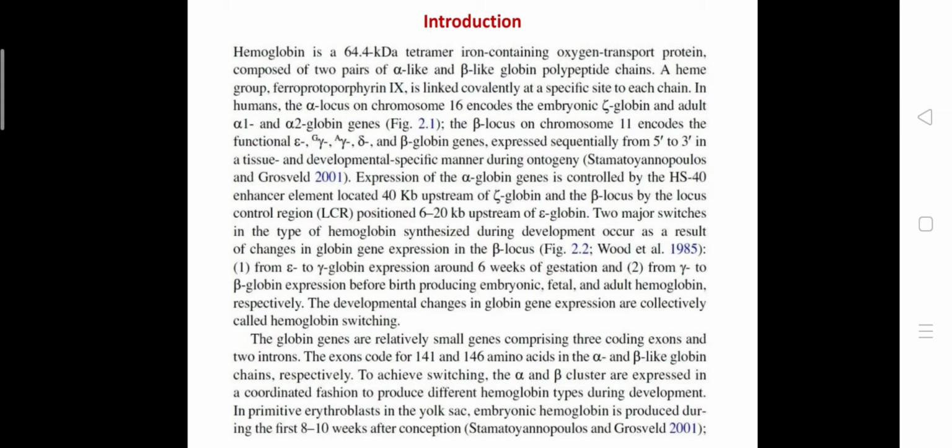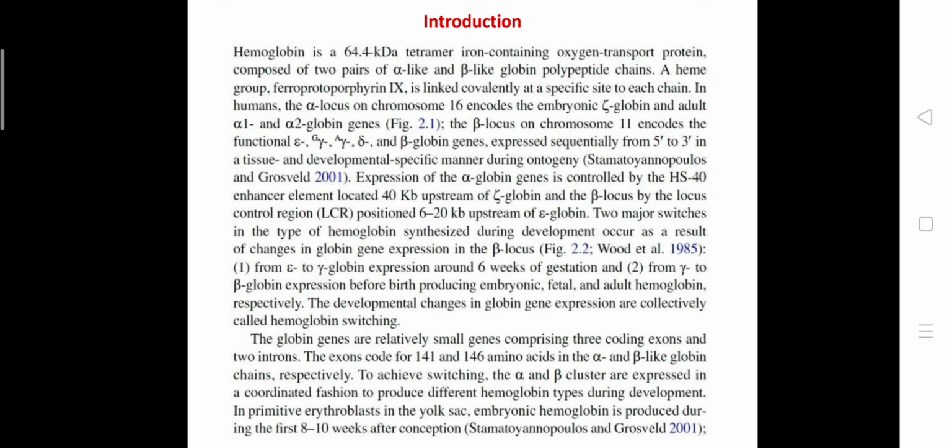The developmental changes in globin gene expression are collectively called hemoglobin switching. The globin genes are relatively small genes comprising three coding exons and two introns. The exons code for 141 and 146 amino acids in the alpha and beta like globin chains respectively.